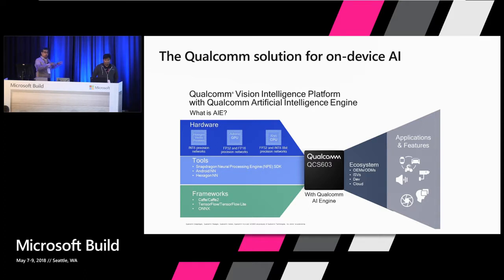In order to support this heterogeneous architecture, what we have done is we have a developer kit that we call the Snapdragon Neural Processing Engine, NPE. This is an SDK which is available on the Qualcomm Developer Network. Anyone can go right now and download it.